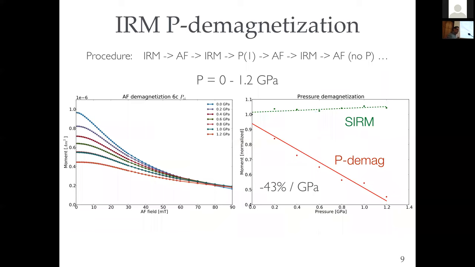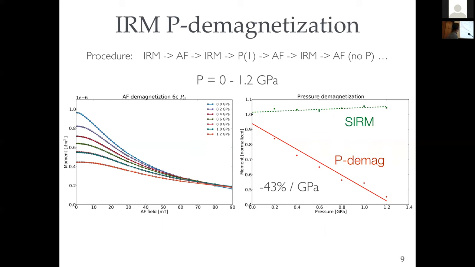The first thing I wanted to look at is how the coercivities of the sample are affected by pressure. So first I give an IRM moment, and then I AF demagnetize. These curves are done on the sushi bar in Munich, and you can see they're very nice. It would have taken ages to do this by hand. And then after the AF, I give it a new IRM moment, and I pressurize it. And I've done this successively to pressures up to 1.2 GPa.